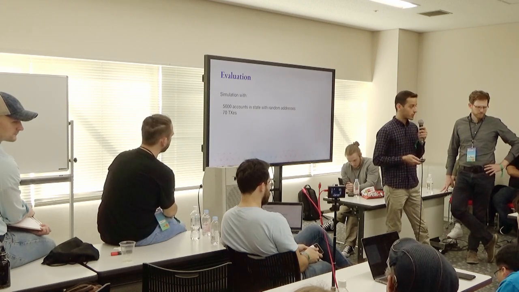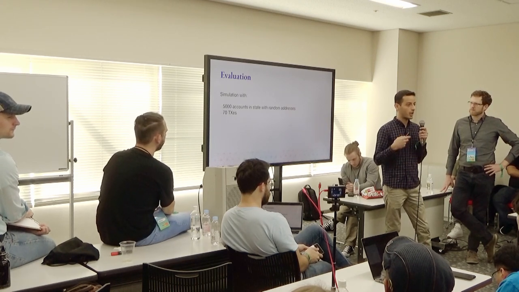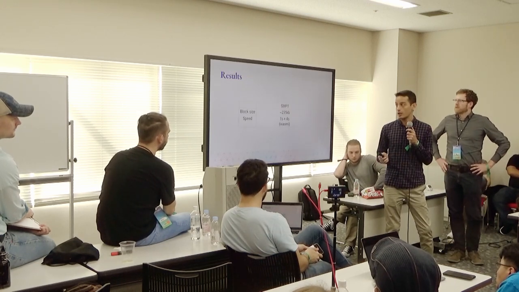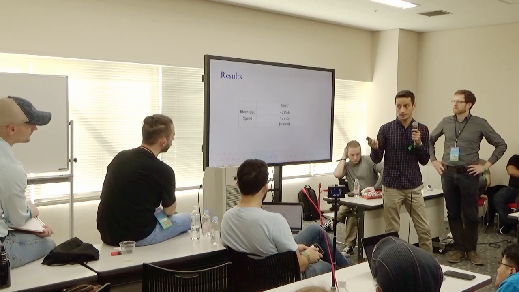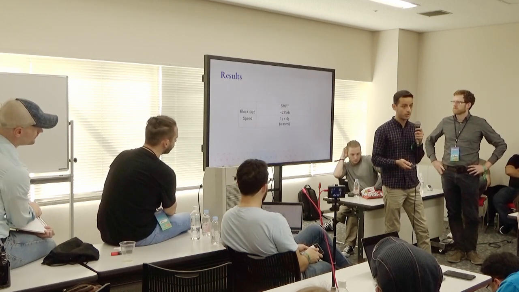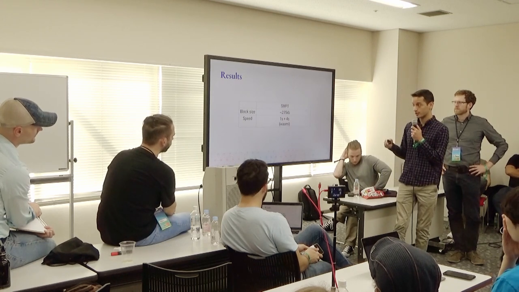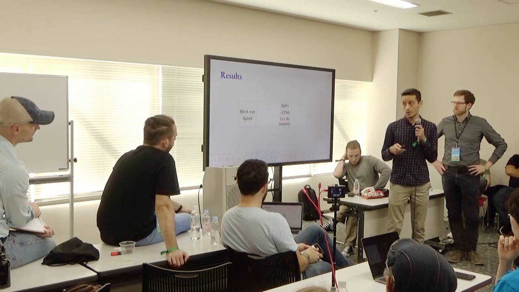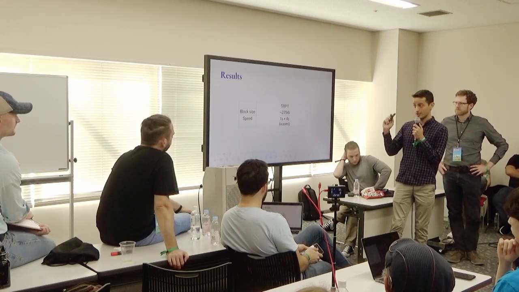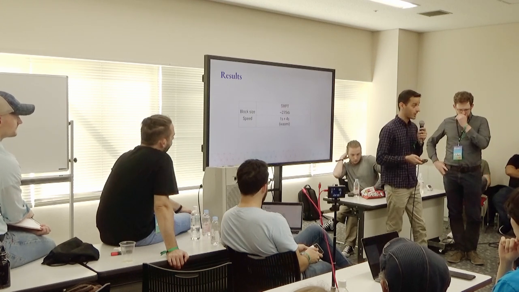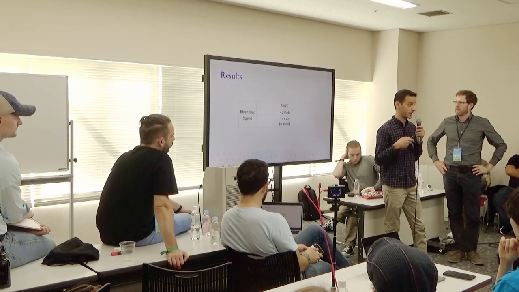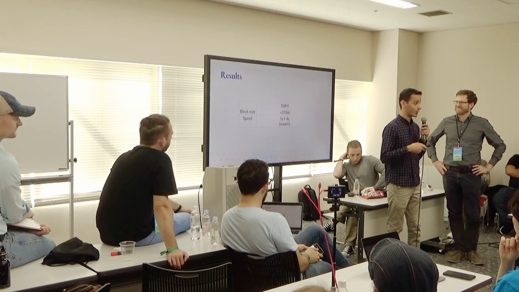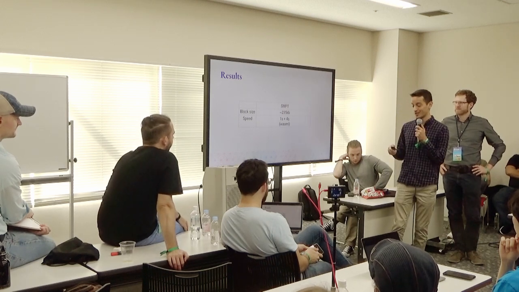To evaluate this prototype, we simulated 5,000 accounts in the state and 70 transactions, and ran it through Scout with the Ewasm interpreter, and these are the results we got. So block size here is 235 kilobytes for the 70 transactions, and speed is 5 seconds, out of which 4 seconds is for signature verification. But don't panic just yet. We'll get much better results very soon, by the end of this talk.